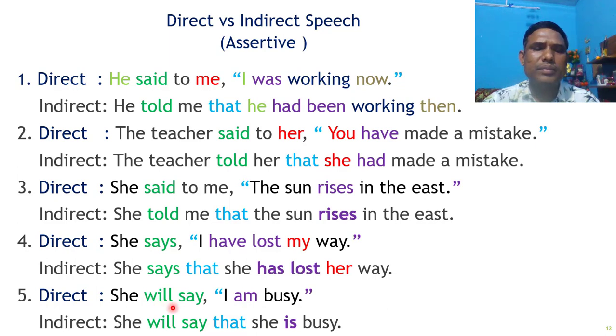The reporting verb is in the future tense, so the tense in the direct speech has not been changed to the corresponding past tense in the indirect speech. That is, the tense in the direct speech has remained the same in the indirect speech. Am, present simple tense; is, present simple tense.